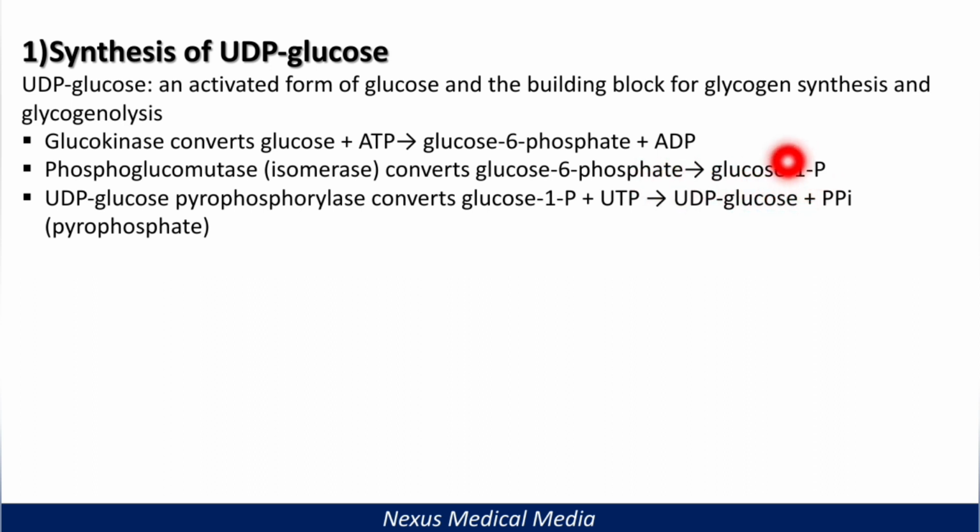Now you have this glucose 1-phosphate. There is an enzyme called UDP-glucose pyrophosphorylase. It converts glucose 1-phosphate to UDP glucose and pyrophosphate. You are combining glucose 1-phosphate and UTP, uridine triphosphate, to make UDP glucose.